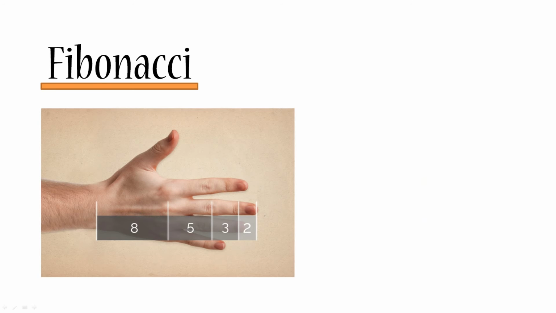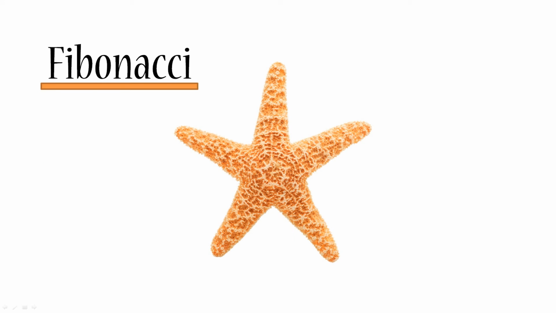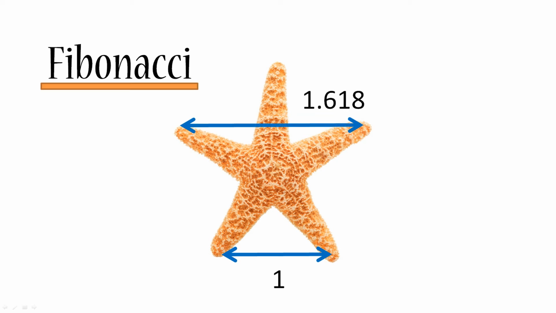Next, the phalanges on your fingers are actually in the same ratio as the Fibonacci numbers, so 2, 3, 5, 8. If you don't believe this picture, then here's an actual X-ray. Also, if you take any starfish and you measure its base and take it as a 1, then the distance between these two limbs will be 1.618.